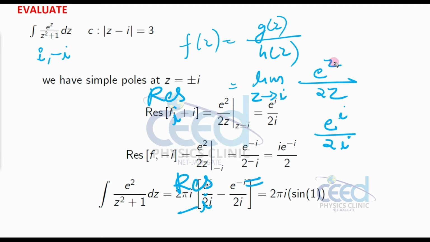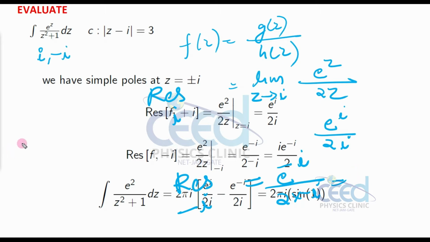Okay, when I am substituting minus i here, e raised to minus i divided by 2 into minus i, right? So the result is, so I can multiply numerator and denominator with i. I can write this in the form 2i. Okay, so finally we can simplify that.